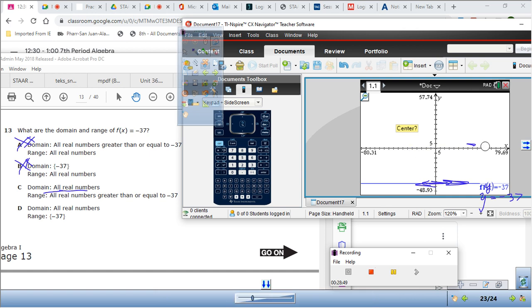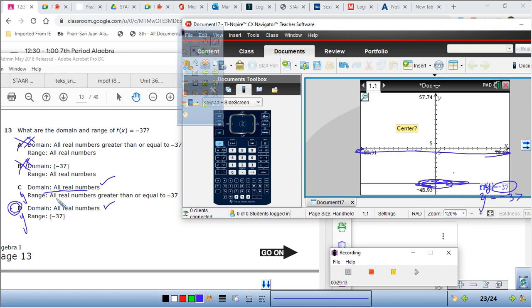Okay, domain, I like this one, all numbers. Looking at this graph here, it goes forever in that direction, and it goes forever in that direction. So I'm going to say that one looks good. Your range, your y values. Y values means going up and down. If you notice, it only exists at y is equal to negative 37. It only exists there. So that's your range.